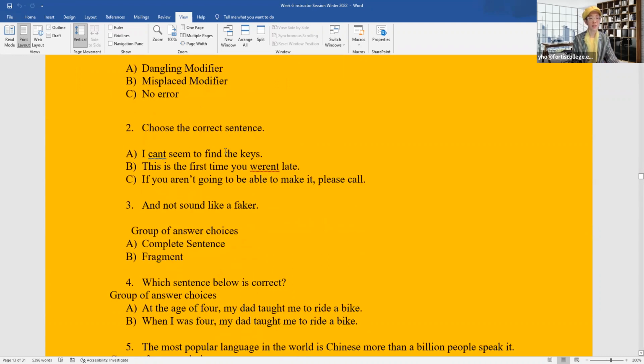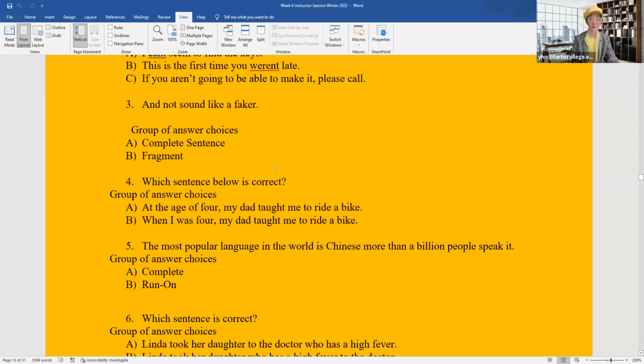I can't seem to find the keys. This is the first time you weren't late. If you aren't going to be able to make it, please call. And so which one is the correct sentence? It's C, because here you're missing an apostrophe and an apostrophe. We always use an apostrophe with contractions and not sound like a faker.